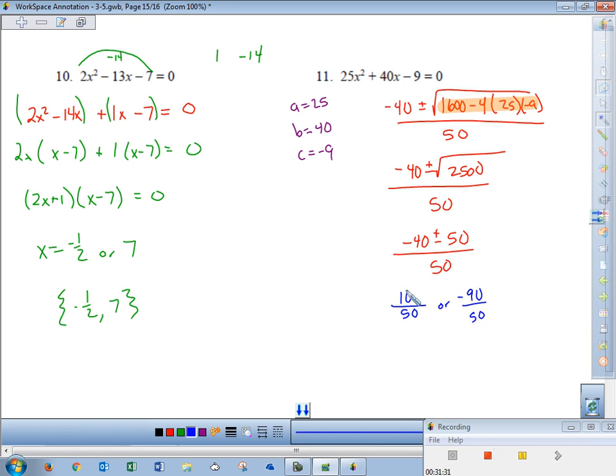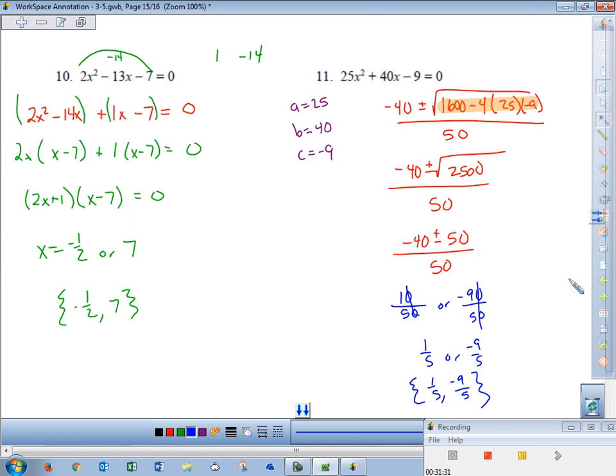And now I can reduce these. The zeros cancel out right there, and you're left with 1/5 or negative 9/5. So this was factorable because I got rational answers. But it would have taken a tremendous amount of time to find the two numbers for me to factor this. I could have just done the quadratic formula in the meantime.